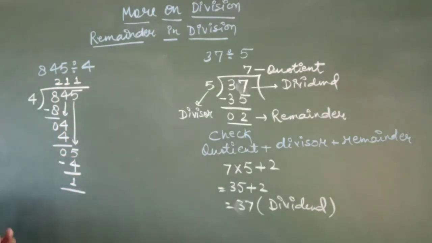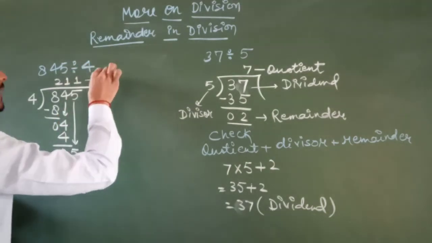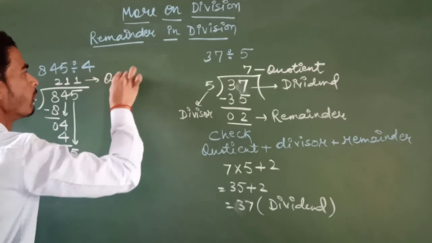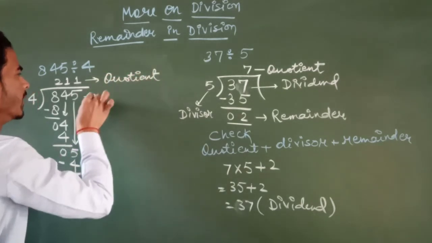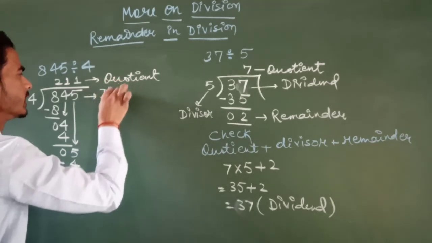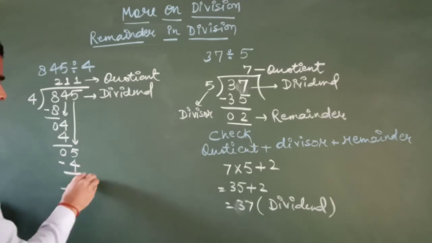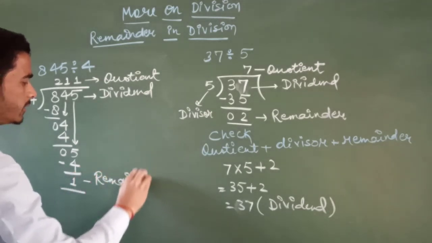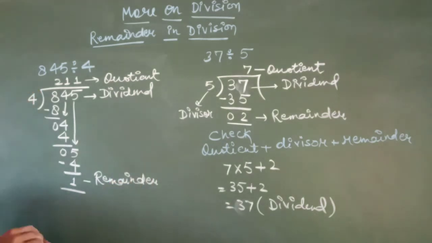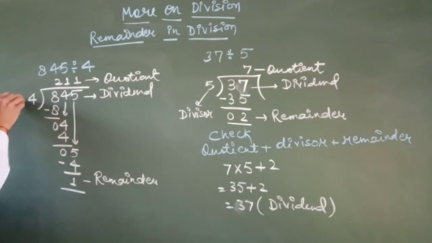So this is the quotient, and this number is the dividend in this case, and this number is the remainder. And the next one is the divisor.